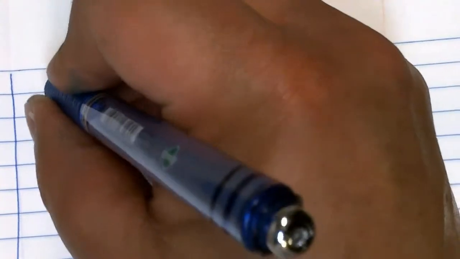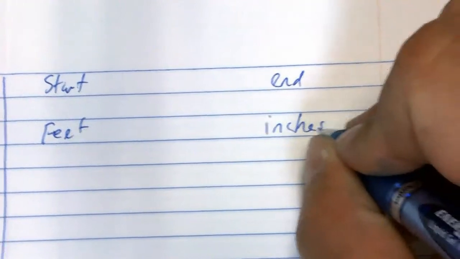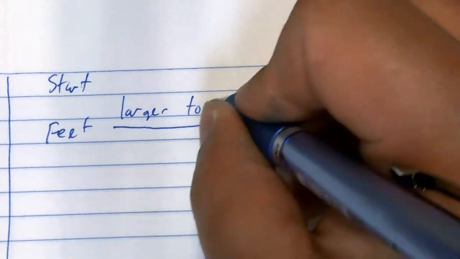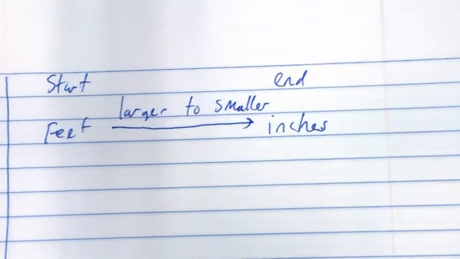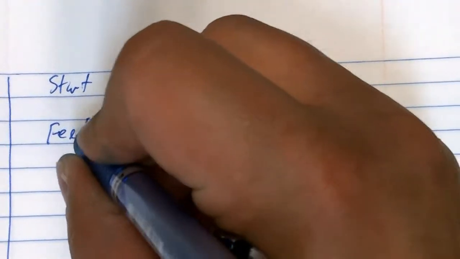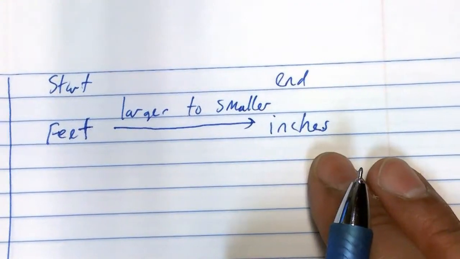Okay, now I just said you have to consider, where do you start? Where do you end? Okay. We start with feet. We want to end with inches. Okay. Larger to smaller. Okay. Now, I have a feeling some of you still might not understand the idea. What do you mean by larger, smaller?